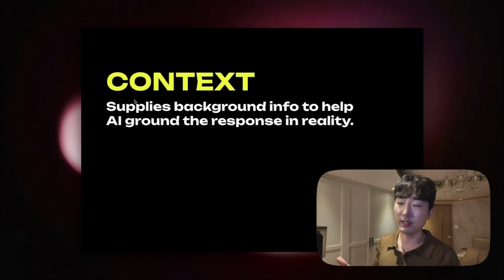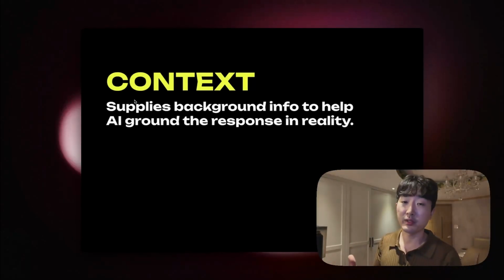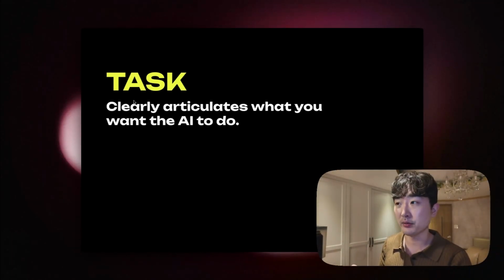Then you have the context. Context is where you fill additional information about your task, whether that be who you're targeting, why you're doing this specific task for, and just give more information to the AI so it can understand what's being done here. And then finally, we have the task. This is what you want the AI to do. This is the directive that you're telling the AI to do.